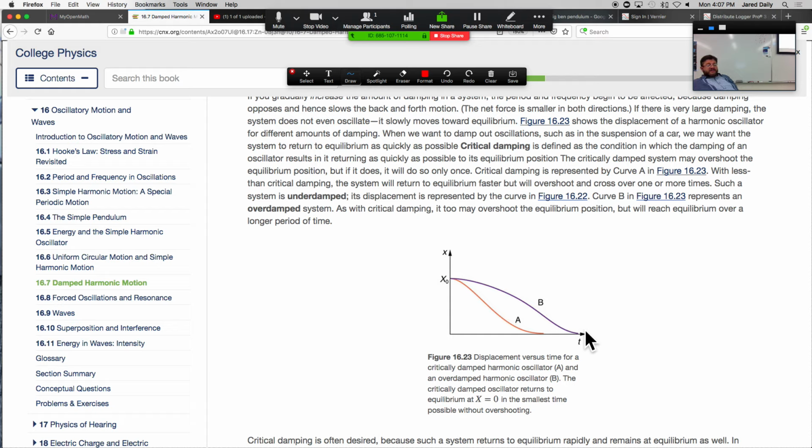Then there's really three kinds of oscillators, but here we're showing two. Is there a third one in here? No, I don't see a third one. I thought there might be a yellow one in there. But anyway, there's a couple kinds of damping that we're going to talk about.